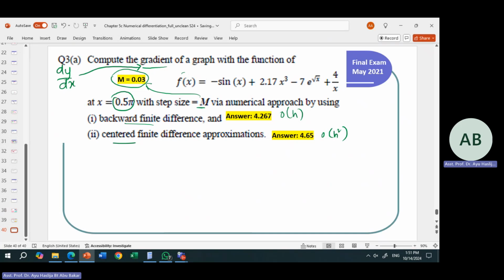Okay, so that's it for differentiation. Easy, but make sure you use the correct equation. Okay. This will come out in your test.